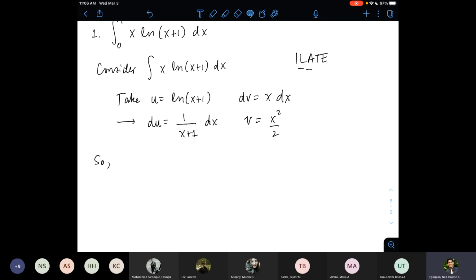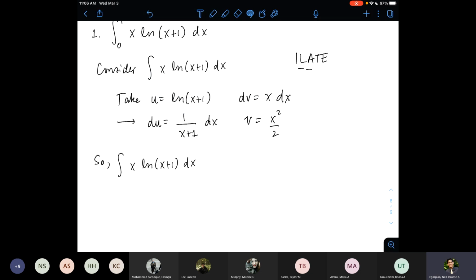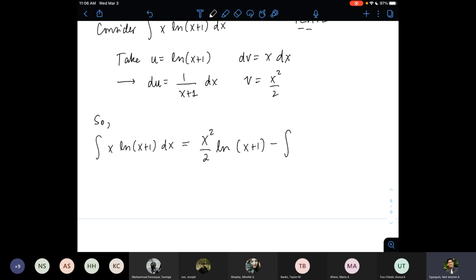By integration by parts, this is equal to uv. I'll just apply formula number 1. So this is x squared over 2 times ln of x plus 1 minus the integral of v du.